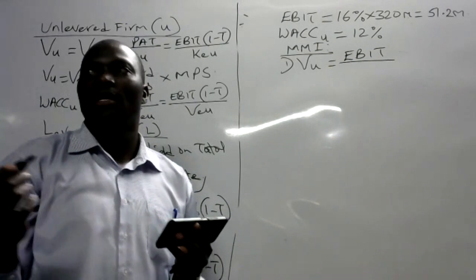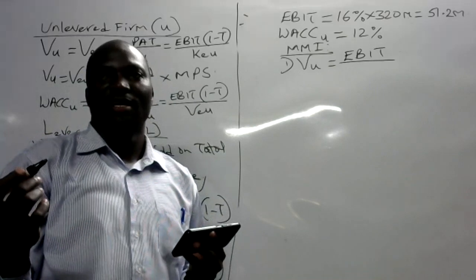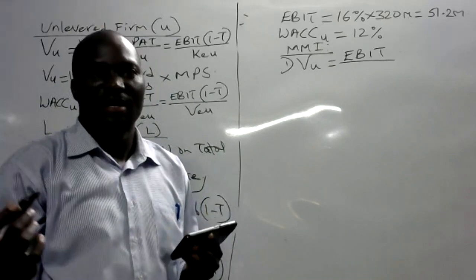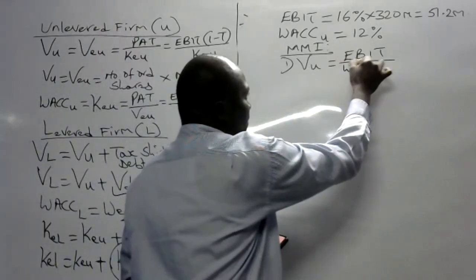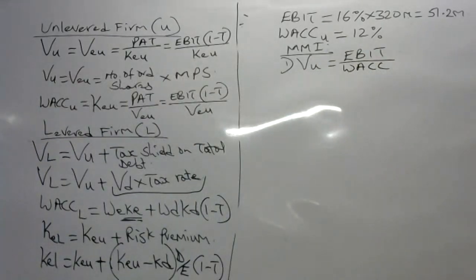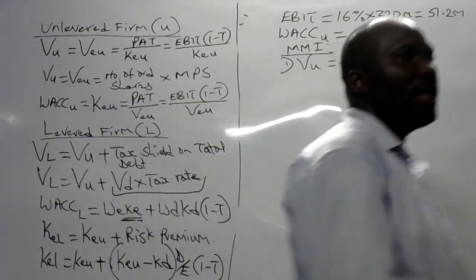We are in MM1, so divided by what? I know it is the same as cost of equity, but the formula must be there. Because I know the unlevered firm works in Ke. But under MM1 or NOI, the value of the firm is not EBIT over Ke. The value of the firm is EBIT over WACC. NOI, MM1.